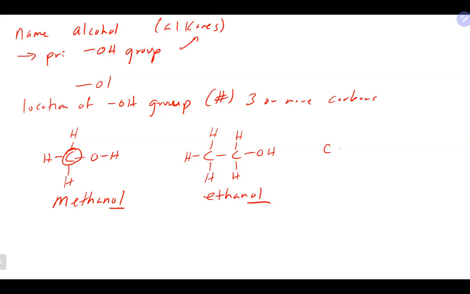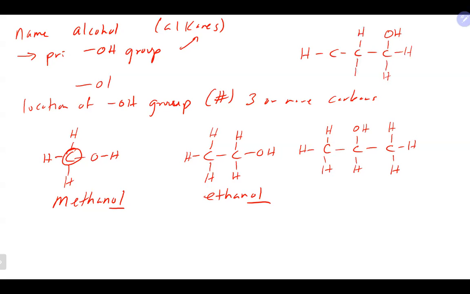Now, when you get to 3 carbons, you could have the OH group there. Or you could have, say, the OH group there. Now, because we got 3 carbons, and in each of these cases, the OH group is actually attached to different carbons, there's options, obviously. This is where we need to start giving the number as to where the OH group is attached.